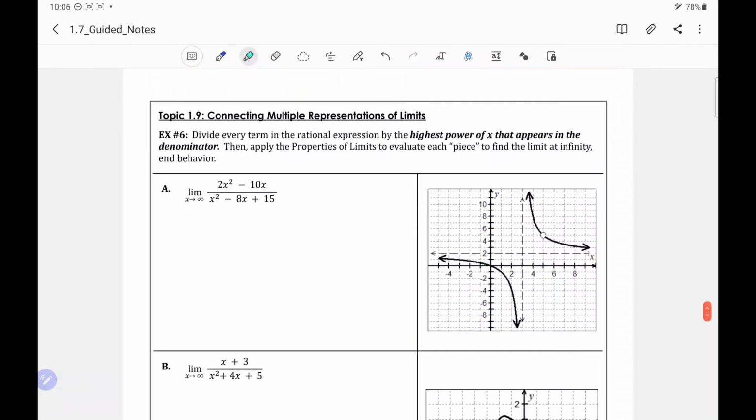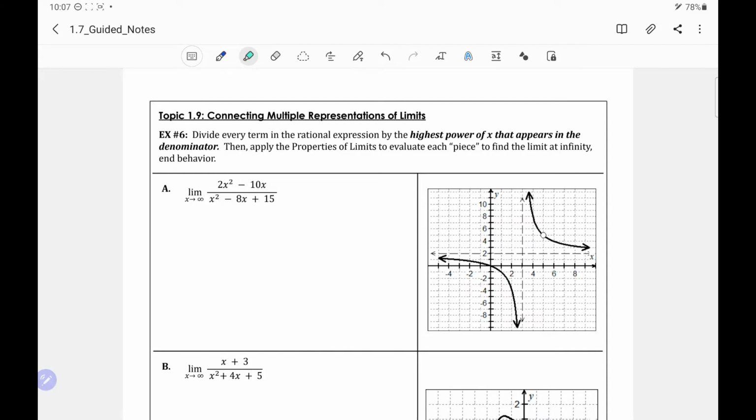So topic 1.9, connecting multiple representations of limits. We've done this a little bit, and this is a good opportunity to do it again. Example number 6: divide every term in the rational expression by the highest power of x that appears in the denominator. Then apply the properties of limits to evaluate each piece to find the limit at infinity behavior.